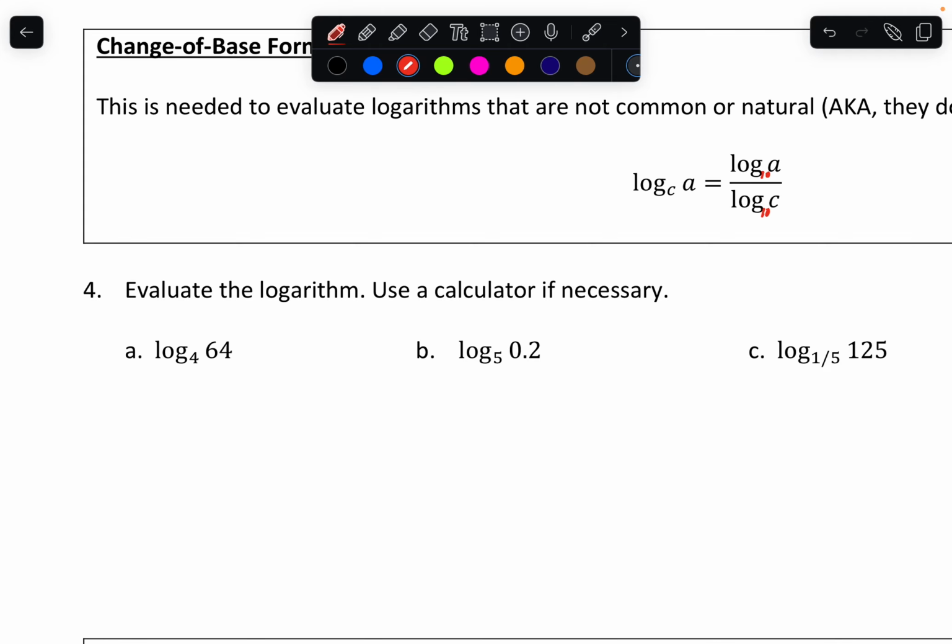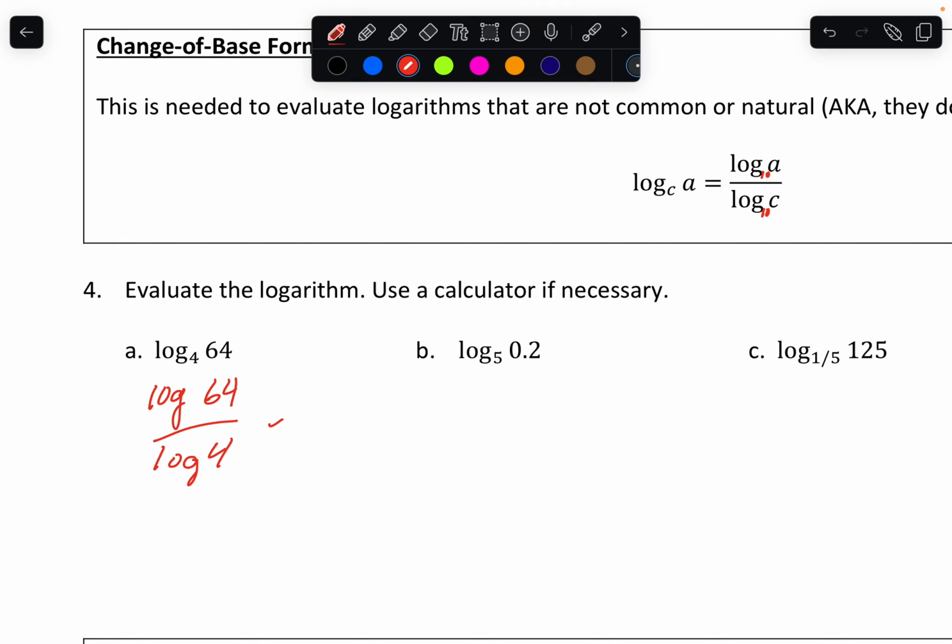So again, you'll need your calculator here. When we have log base 4 of 64, we can take log of 64 divided by the log of the base 4. If you do that on your calculator, it's really important to use parentheses here: log of 64, parentheses, divided by log of 4, parentheses, and that should be 3.